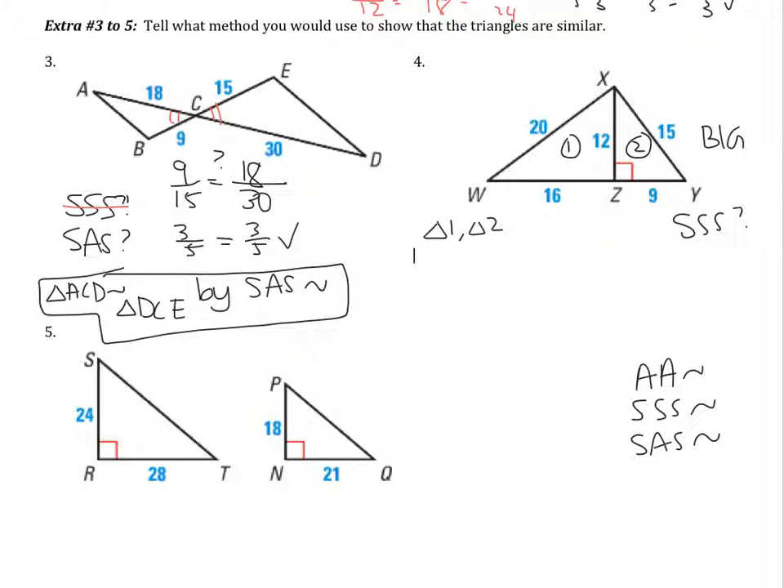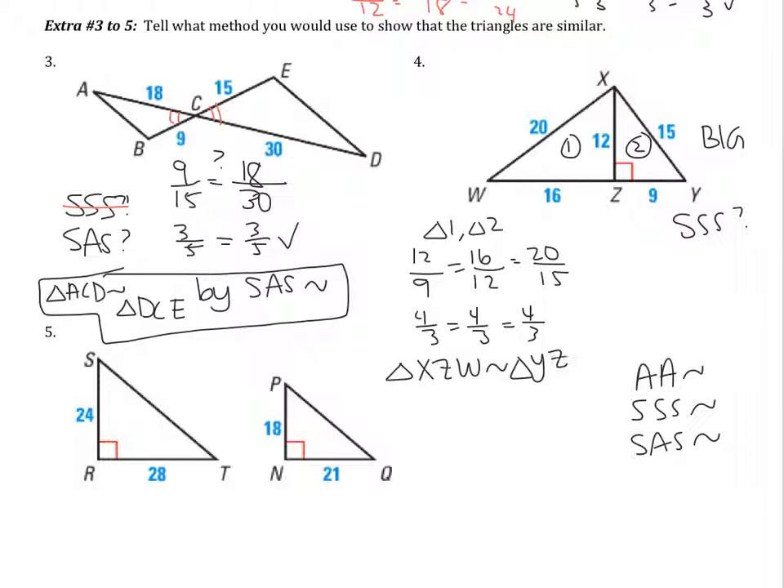Triangle 1 has sides of 12, 16, and 20. My triangle on the right, so triangle number 2, has sides of 9, 12, and 15. So this is going to simplify to 4/3, 4/3, and 4/3. So I know that triangles 1 and 2 are similar. So triangle 1, I'm going to call triangle XZW. When I do that, I went small, medium, large. So I would have to go YZX.